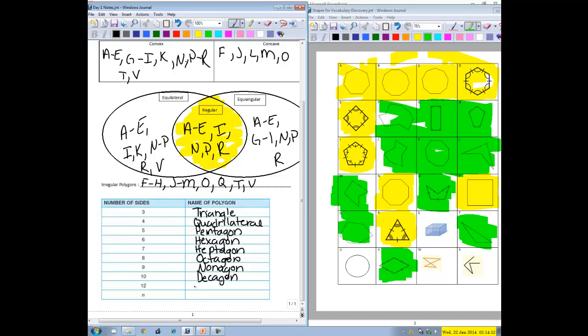12 sides is a dodecagon. And whenever it says n sides, it means that it could be any amount of sides. We call it an n-gon. And we're done with the current set of notes.